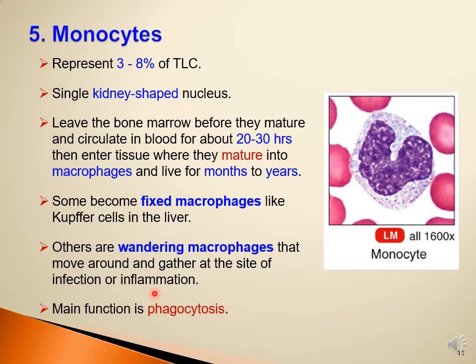The main function of the phagocytes is phagocytosis. Please remember, monocytes are not phagocytes. They cannot undergo phagocytosis. They should mature to macrophages, and then the macrophages will be able to undergo phagocytosis.